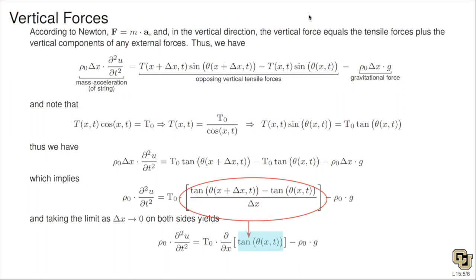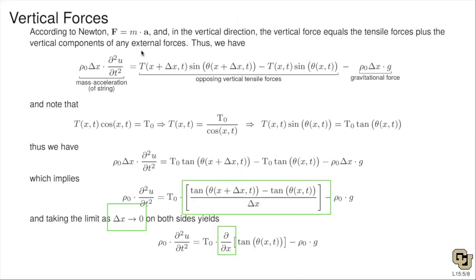So now finally here, when you send delta x to 0, when we do this limit on both sides, that's where this partial comes from, right? This thing becomes a derivative, right? So that's where this partial comes from when we send delta x to 0.